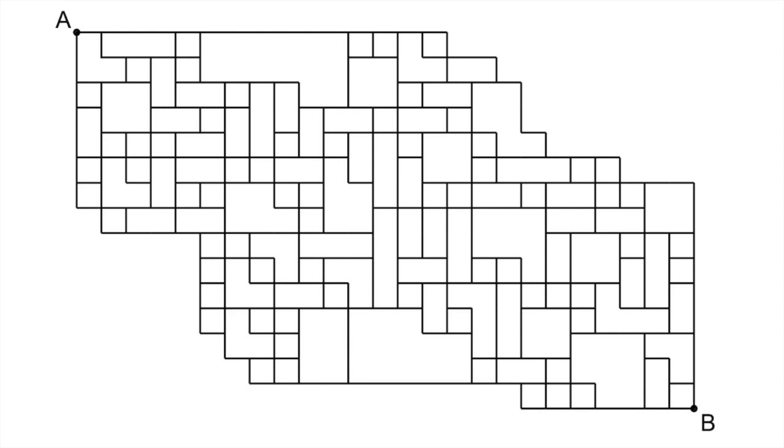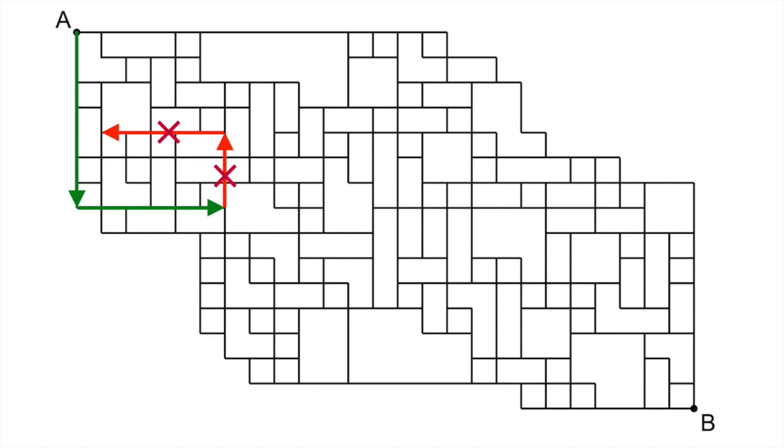Look at this crazy shape. You start at the point A, and you gotta end up at the point B. But you can only move along the black lines. No teleporting. Okay? And actually, in fact, you can only go in two directions.